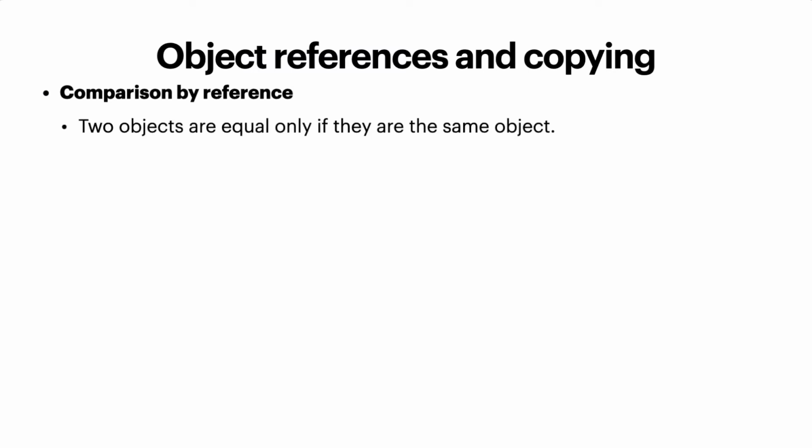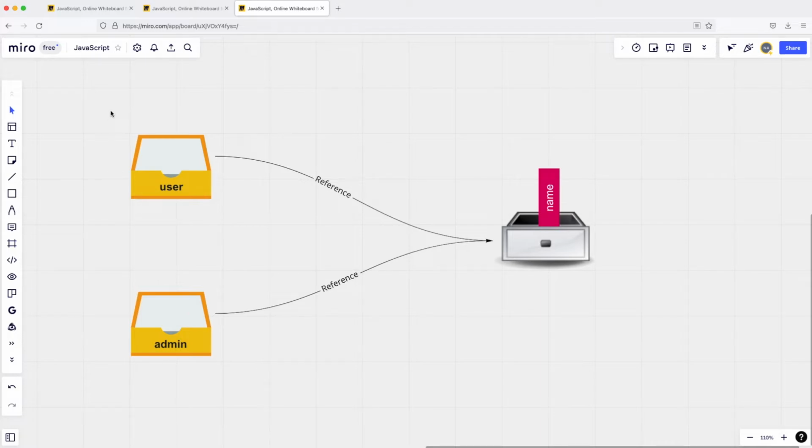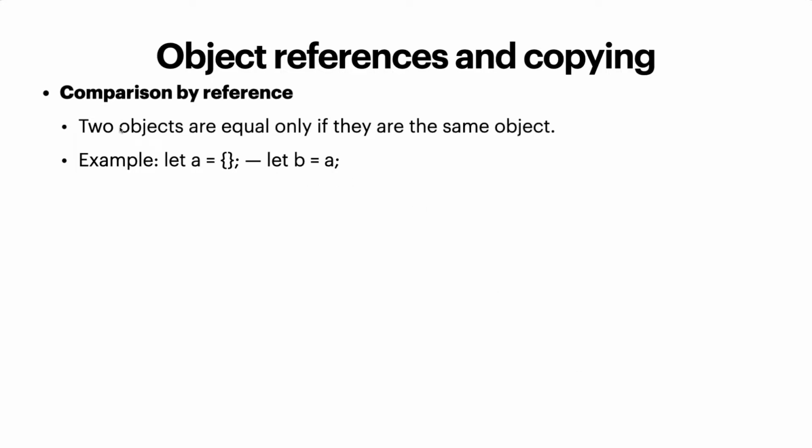Comparison by reference. Two objects are equal only if they are the same object. What does it mean? For example, let's say we have a user variable referencing an object in the memory, and there is another admin variable referencing the same object in the memory. If we compare these two variables, it will be true because they're referencing the same object. That is the only case. So two objects will be equal only if they are the same object, or in simple words, if they are referencing the same object.